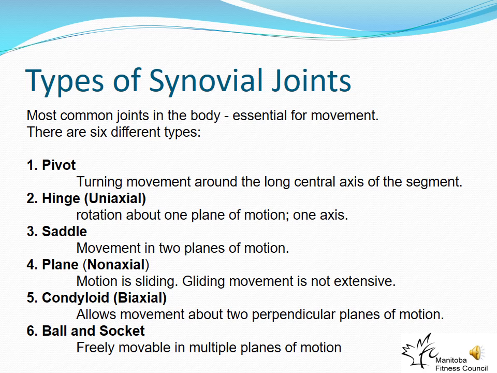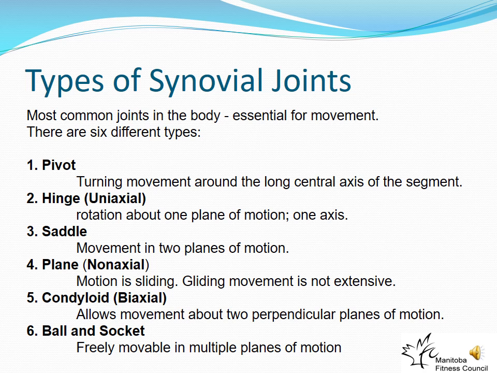Okay. One of the easiest ones, in my opinion, is the pivot joint. The example is the vertebra right at the very top of the neck, our C1 and C2. Our first cervical vertebra is actually shaped differently. It's shaped like a ring, and it will pivot onto our C2. That is a pivot joint.